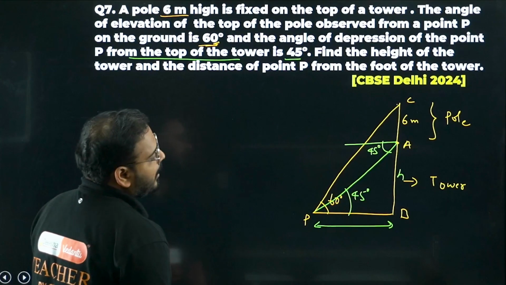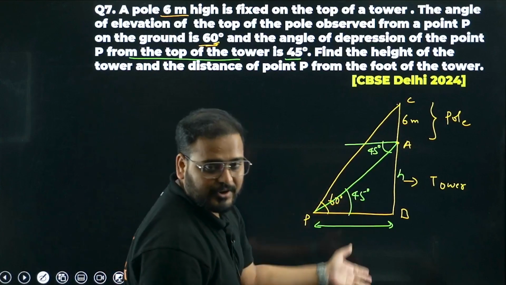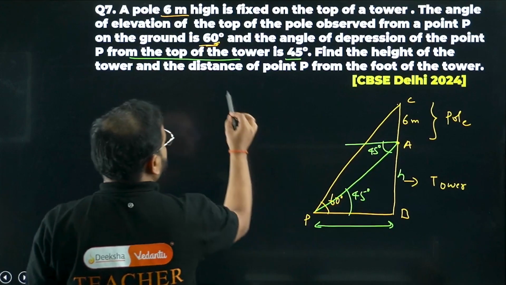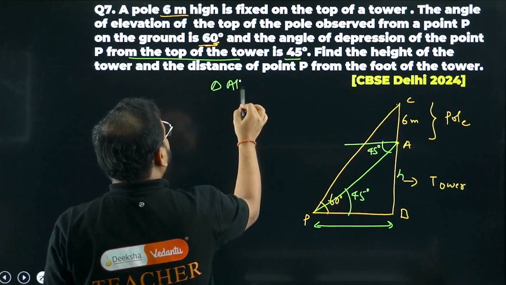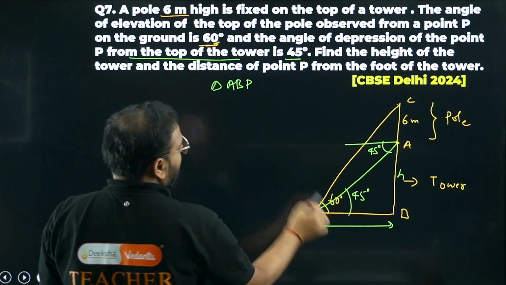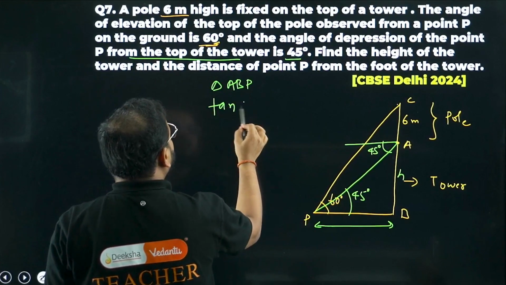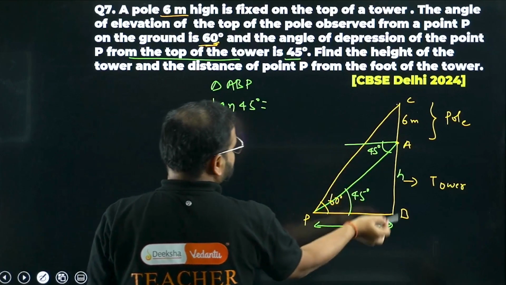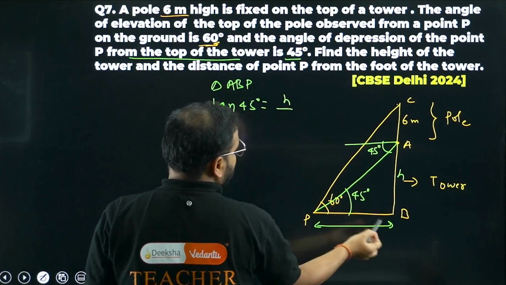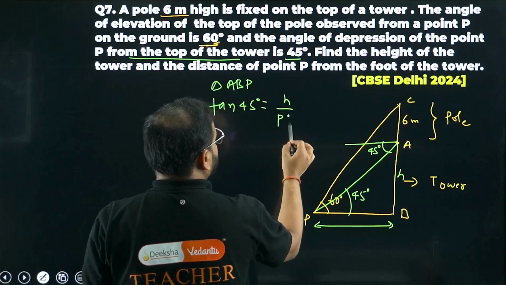Okay, now apply your ratios in triangle ABP. Check here. Triangle ABP. Okay, apply what, sir? Reference angle 45 degree. Tan 45 degree is what, sir? Opposite, which is that H, by adjacent. Let's call this to be PB or BP.